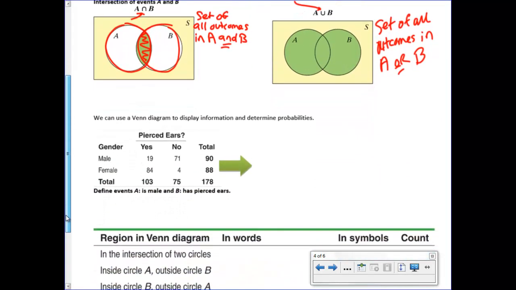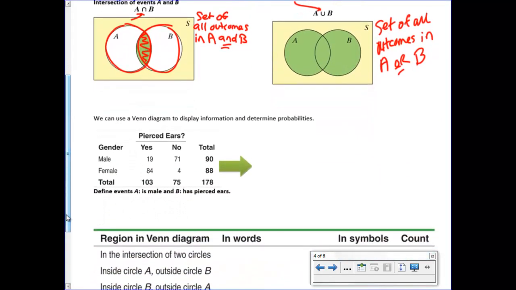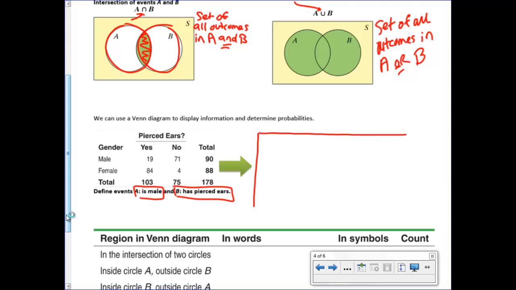So what we can do is we can use the Venn diagram to display information and determine probabilities. So I'm going to flip gears on you. We're going to say A represents male and B represents pierced ears. And I know you have this already in your notes, but I want to walk through with you how do we draw this and what does this look like. So we always start, we have a big rectangle for our Venn diagram, and then we put our circles inside.